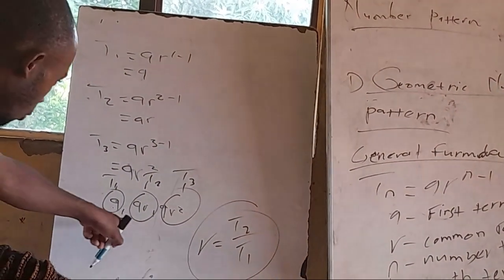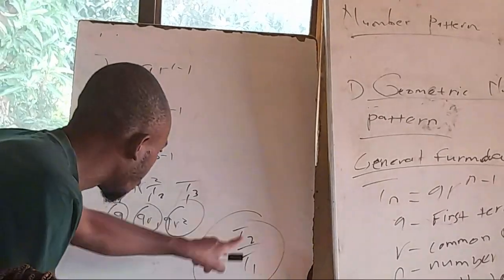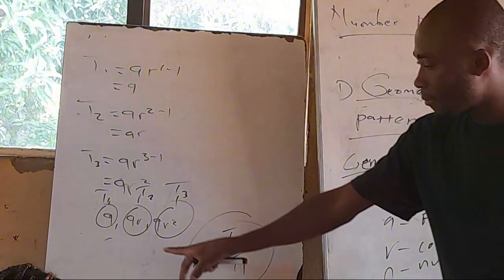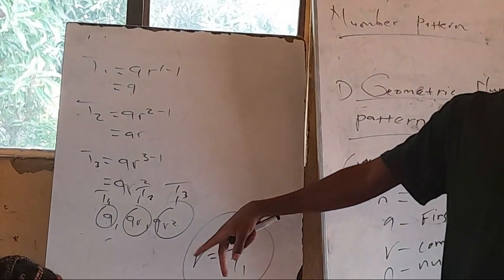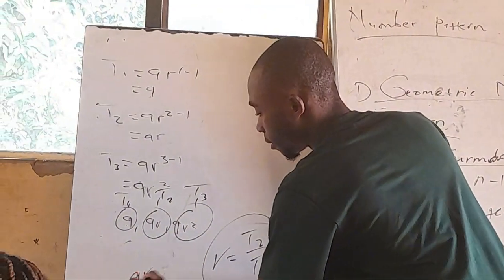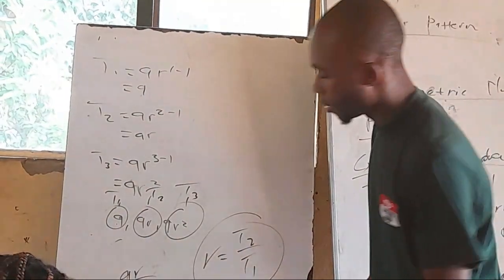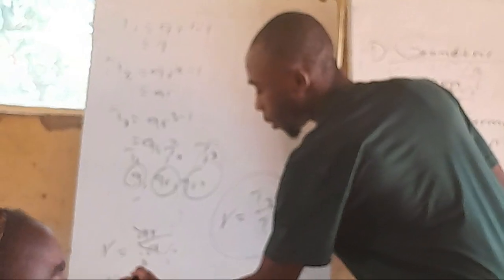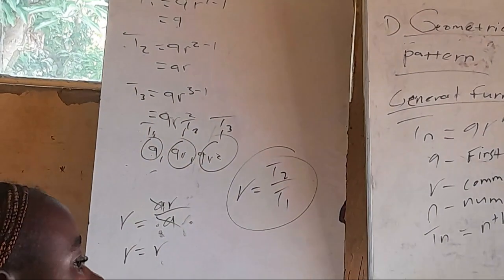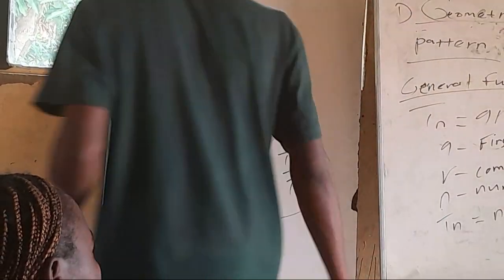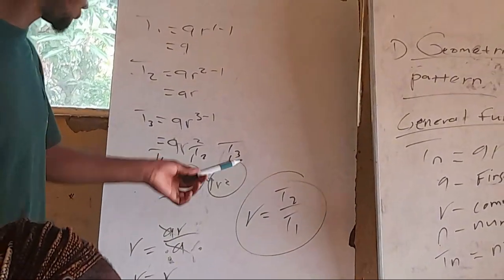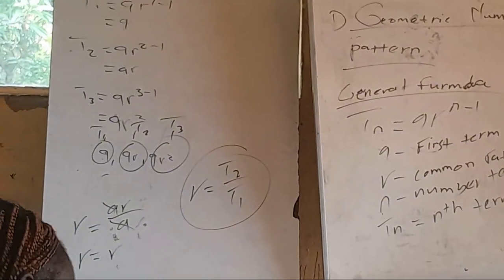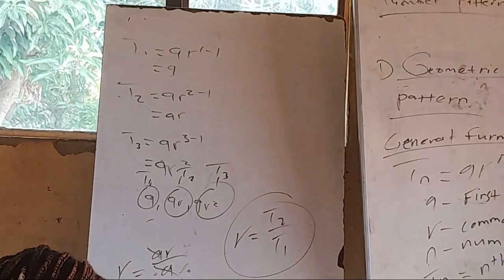So now, we're going to put the values in. T2 over T1. What is T2 there? A r. What is T1? A. A and A will cancel. Your R is what? It's R, you see? Now use T3 and T2 to find your R.